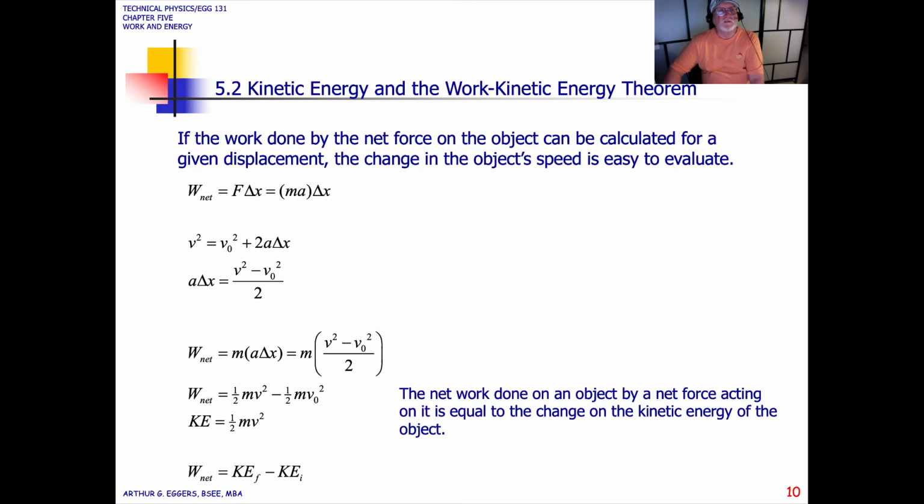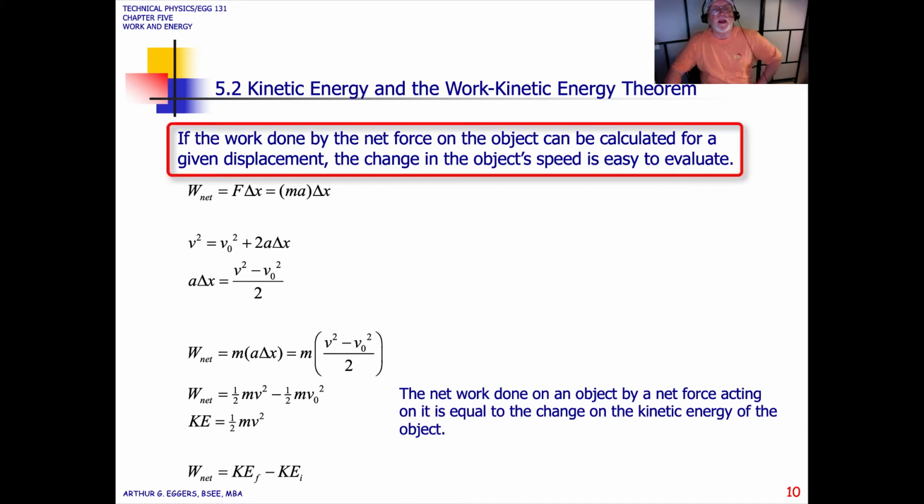So now that we've defined work and the relationship between force, the angle it makes, and the distance it moves, delta x, let's look at something called the kinetic energy and work kinetic energy theorem. In this, we state that if the work done by the net force on the object can be calculated for a given displacement, the change in the object's speed is easy to evaluate. So this is why we're back to our motion equations.